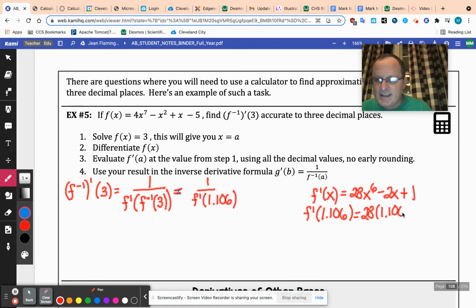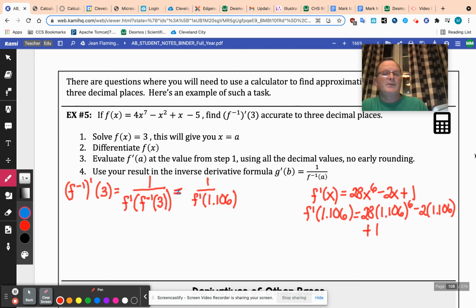1.106 to the sixth minus 2 times 1.106 plus 1. Oh, what the heck. I'll do it right here on the calculator. All right, so I'm going to go in terms of x, and then I've got 4x to the third. So I'm in math 8. All right, minus x squared plus x minus 5. And I want that evaluated when x is equal to 1.106.